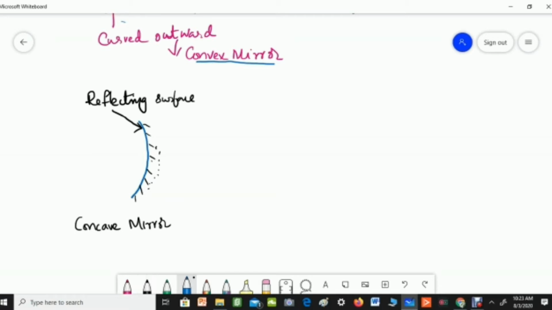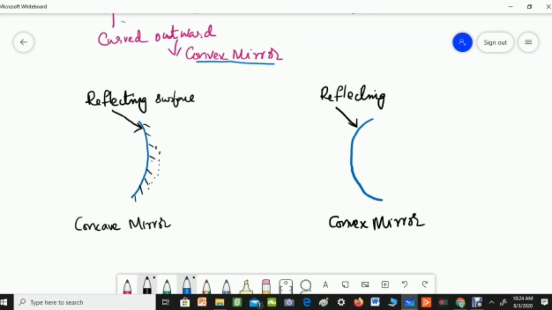Let me draw a convex mirror now. In a convex mirror, the reflecting surface is curved outward. This is a convex mirror. This is the reflecting surface, and it is curved outward. The shaded portion is the non-reflecting side.